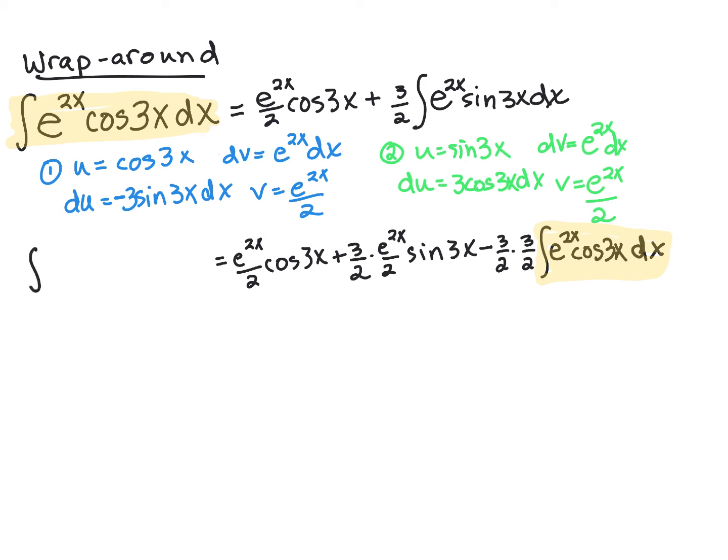So what I'm going to do is look at this as an equation and solve the equation for the thing that I was looking for in the first place. I've got the same thing on both sides of the equal sign with different coefficients. This is minus 9/4. If I add 9/4 of this integral to both sides of the equation, I can combine like terms on the left.